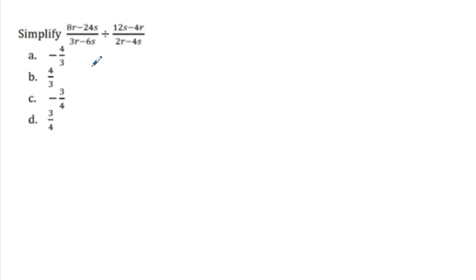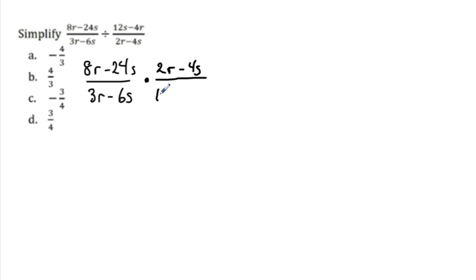So first off, I'm going to write (8r - 24s) divided by (3r - 6s). Remember that when we divide by a fraction, it is equivalent to multiplying by the reciprocal of that fraction. So let's put 2r - 4s on top and 12s - 4r on the bottom.